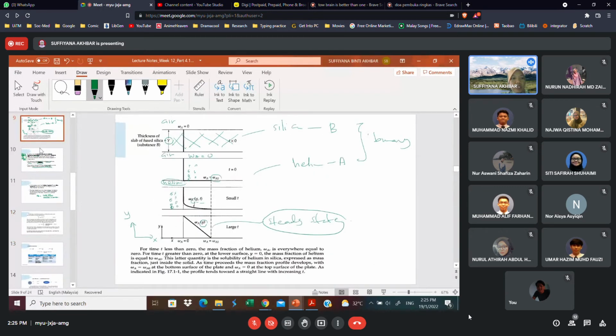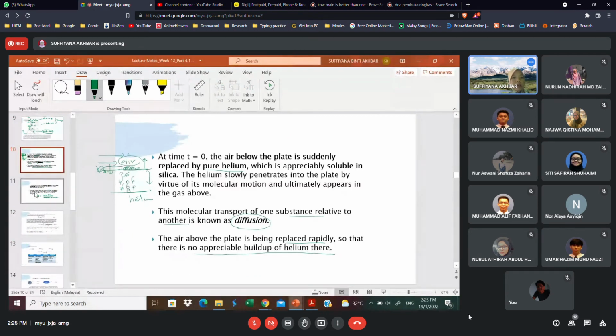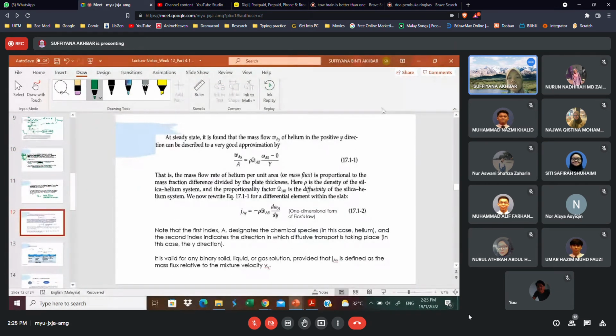Okay, so at steady state, it is found that the mass flow omega AY of the helium in the positive Y direction can be described to a very good approximation by omega AY divided by the area A, is equal to density times mass diffusivity DAB times the difference of omega A0 minus 0 over Y. Y is the thickness. So this term is a concentration gradient.